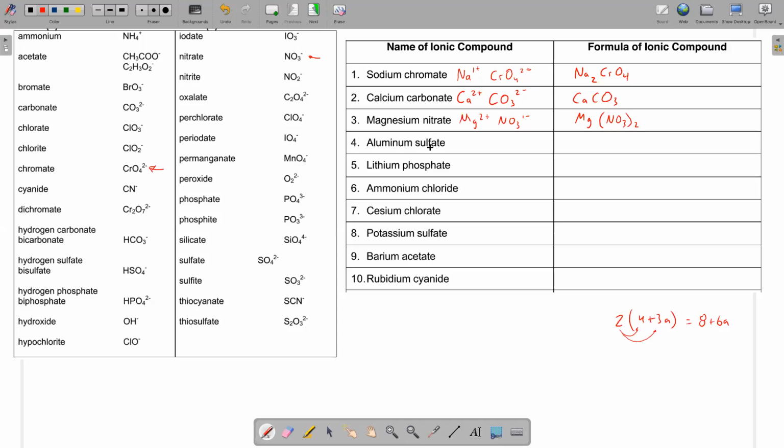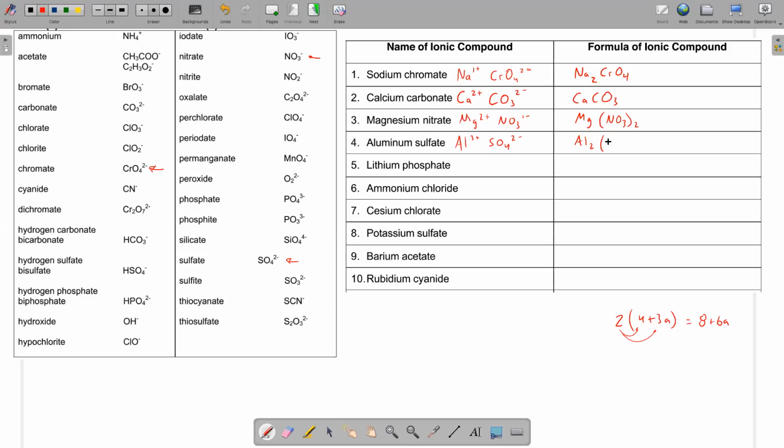Aluminum sulfate. So on the periodic table, aluminum is Al3+, and then sulfate is right here. The formatting got a little messed up, but sulfate is SO4 2 minus. So the least common multiple of 3 and 2 is 6, or you can do the cross-down method. We're going to need 2 aluminums, and then we need 3 sulfates.